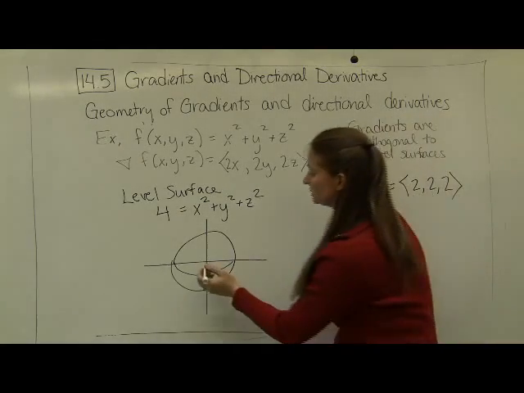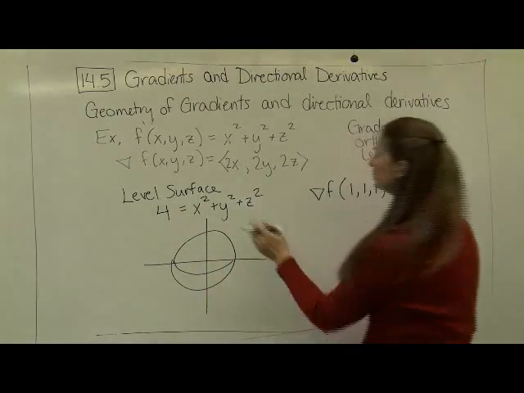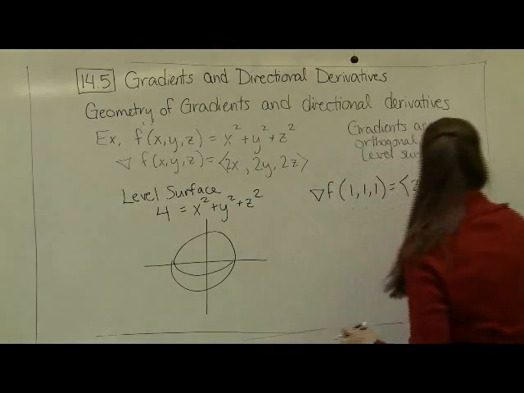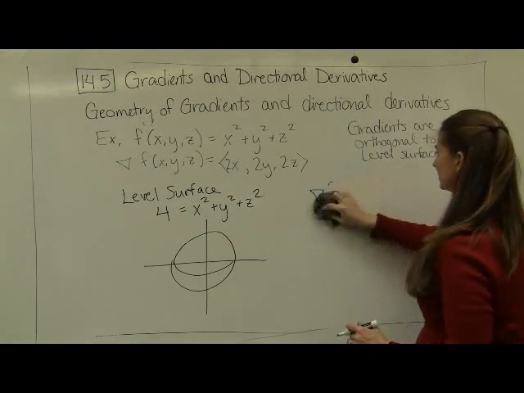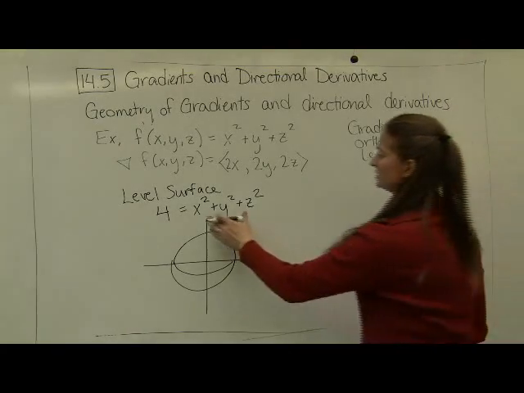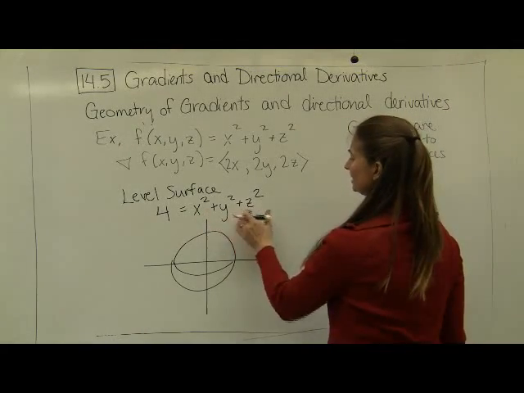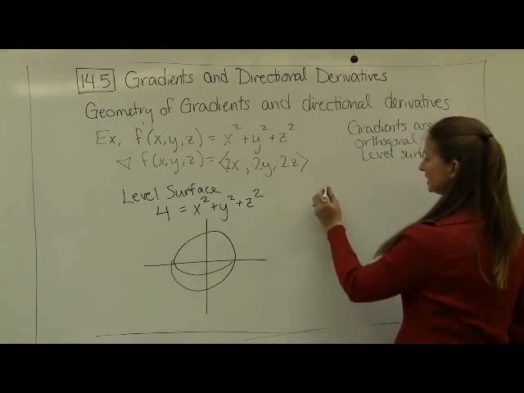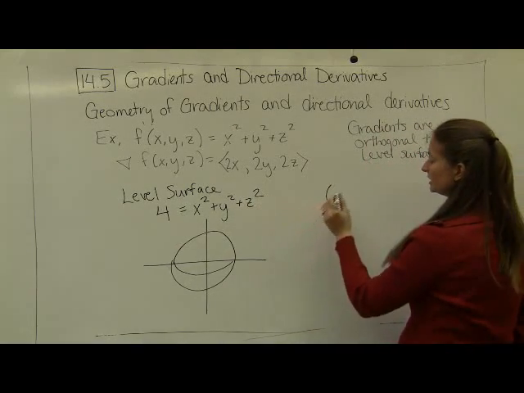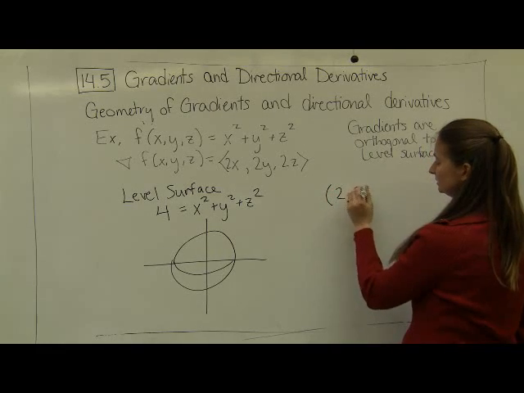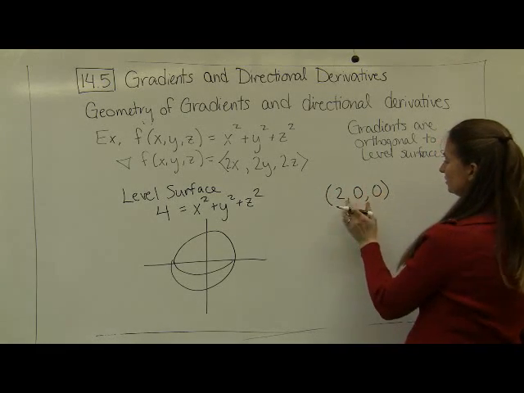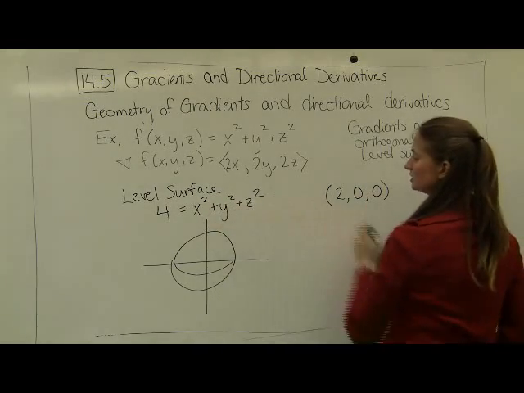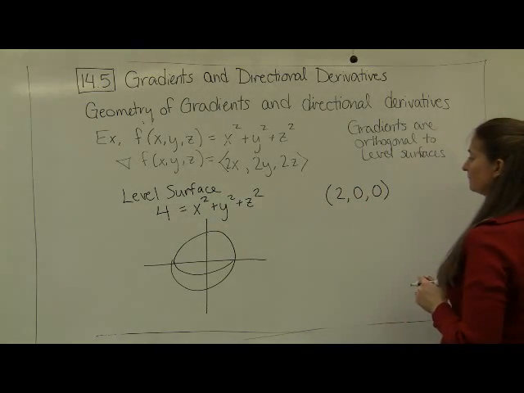Notice that 1, 1, 1 doesn't live on this surface. I'm sorry, this was a really bad example. So I'm going to go back, because we want to look at a gradient that lives on this particular surface. So we have to pick a point that lives on this surface. This is a good mistake to make for you guys. So what's a point that lives on this surface? I know that the point 2, 0, 0 lives on this surface, because when I plug it in, it satisfies the equation x squared plus y squared plus z squared equals 4.